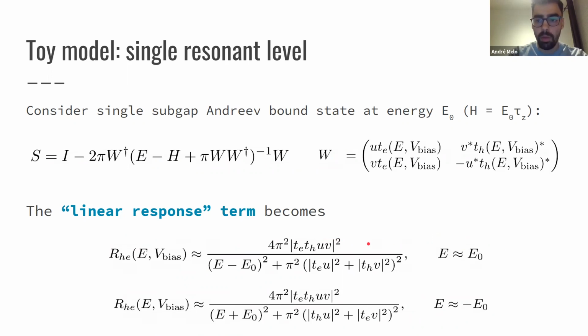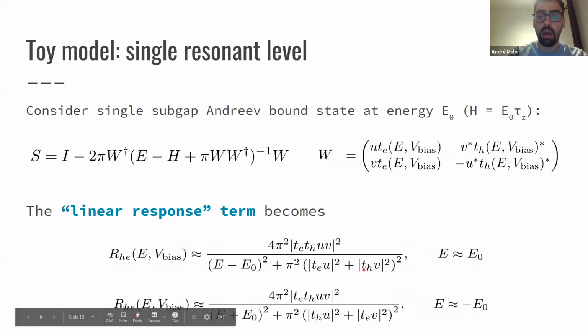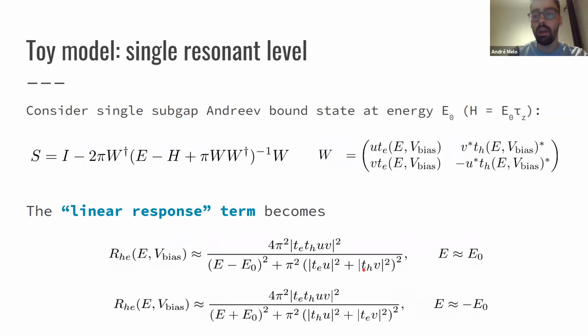One thing to mention here is that, just for convenience of notation, I've hidden away the dependence on energy and bias. But keep in mind that these things are dependent on energy and bias. That means that the height and the width of these peaks will be different at plus and minus voltage. I'll show this more clearly.